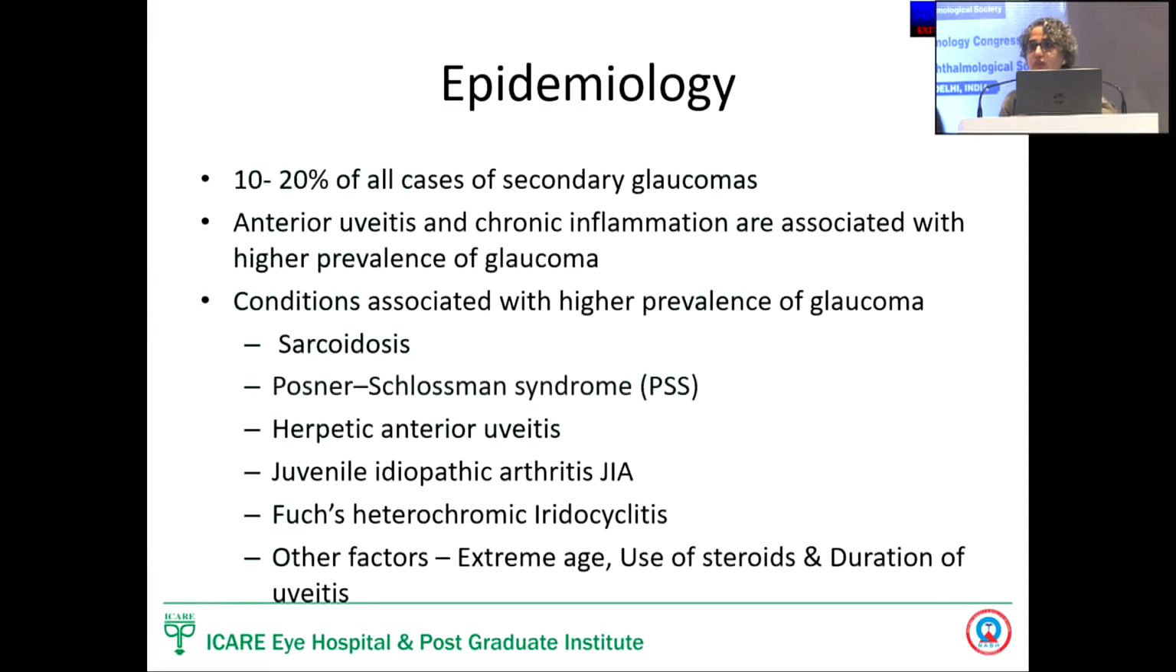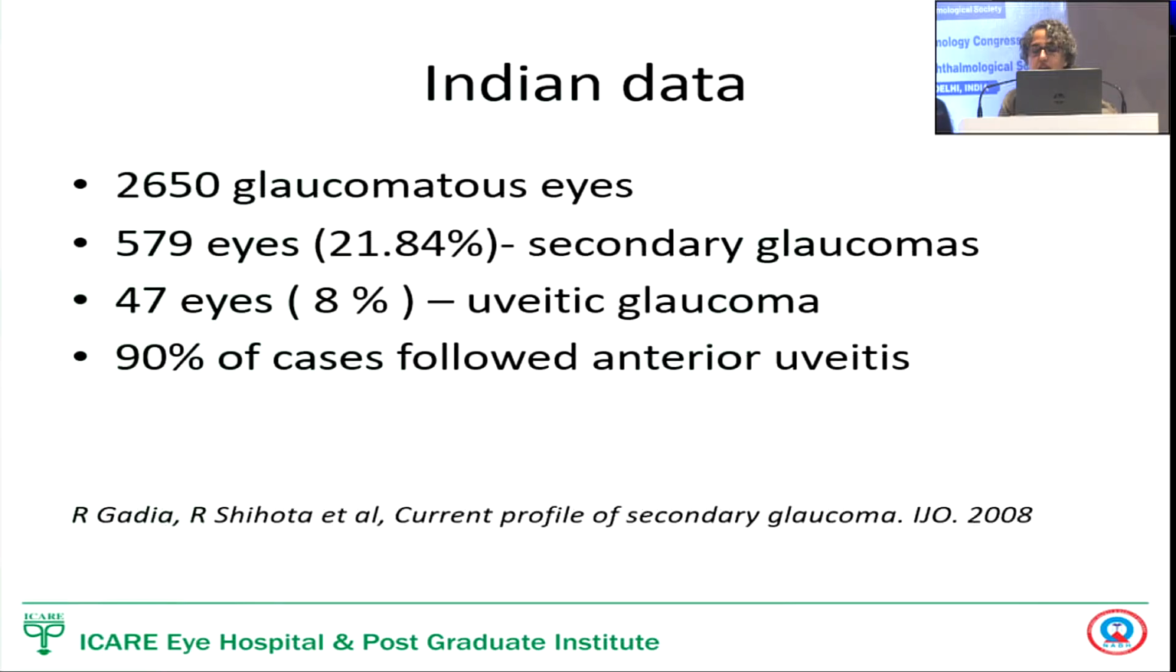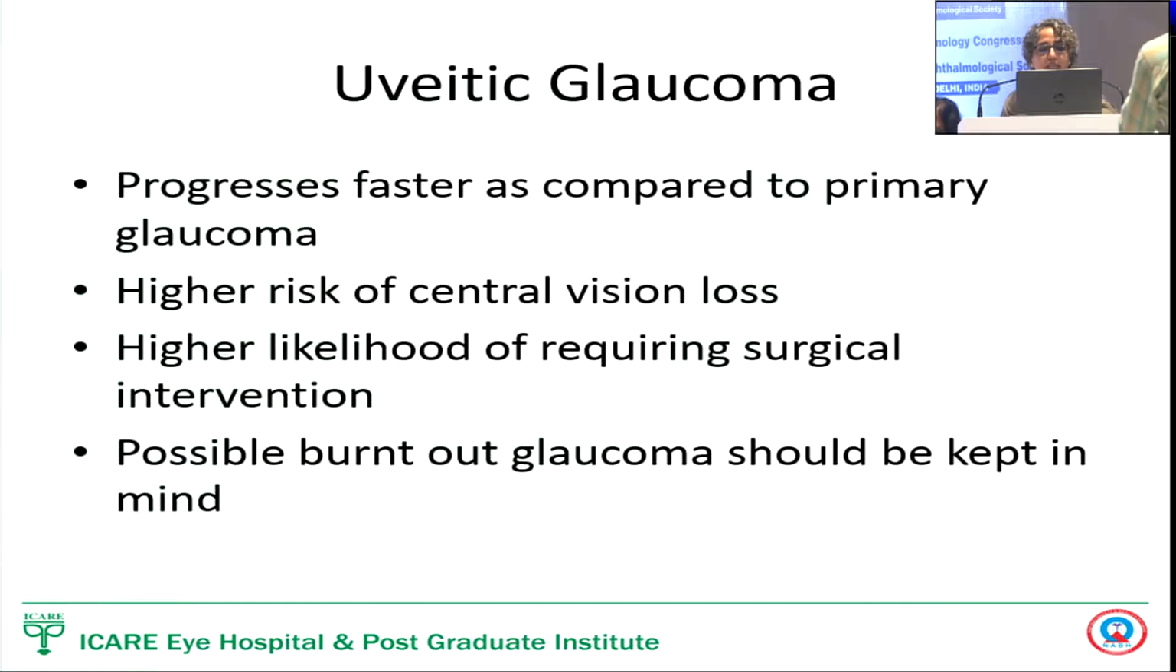The most common uveitic conditions which cause glaucoma are sarcoidosis, viral uveitis, juvenile idiopathic arthritis-induced uveitis, Fuchs, and of course, use of steroids is a very, very high risk for glaucoma in such eyes again. I'm going to just quickly skip some of it because we don't have the time. Another thing to remember in uveitic glaucoma and other secondary glaucomas is that their course can be different from primary glaucomas. They can progress faster and they can end up needing surgical intervention much faster than primary glaucomas. So one has to be a little more careful.